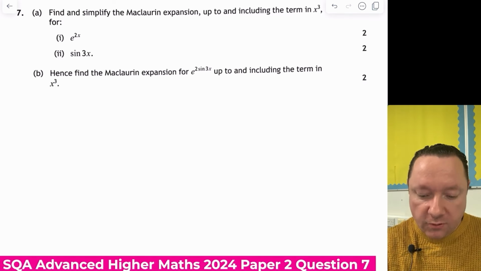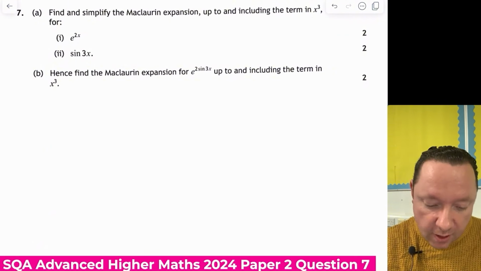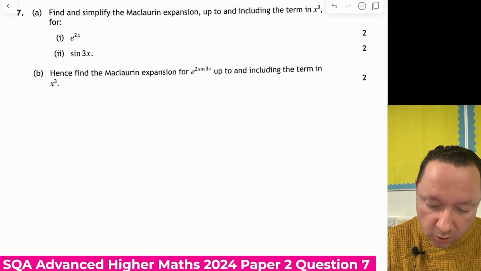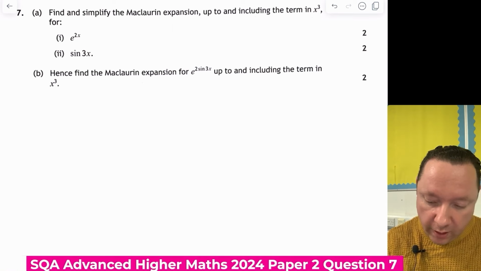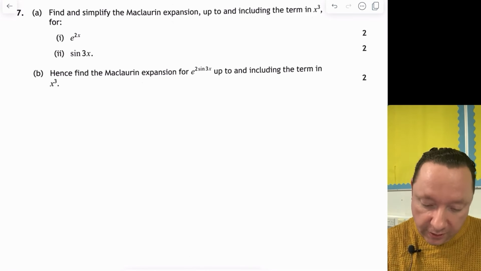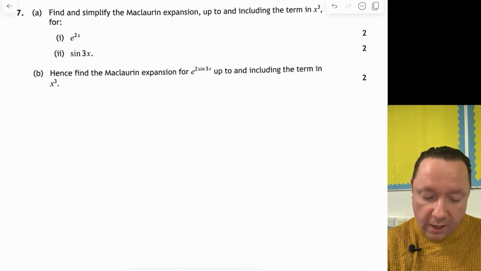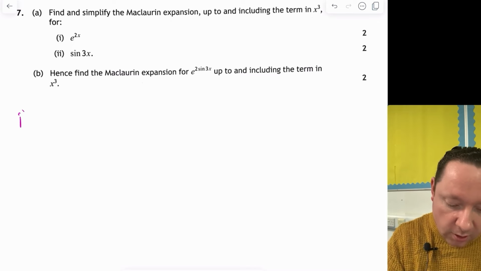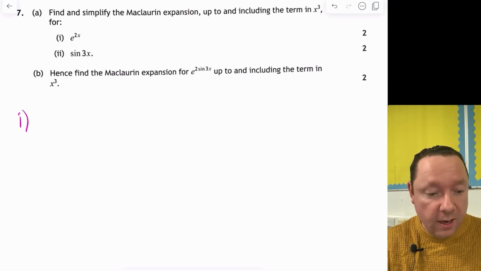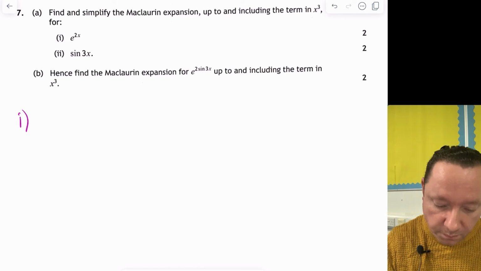SQA Advanced Higher Maths 2024, Paper 2, Question 7. Find and simplify the Maclaurin expansion up to and including the x cubed term for e to the 2x, sine 3x, and then you have to do something together with that. So let's just do part 1 first. Now you might have memorised e to the x already, but if not, just start from the start.